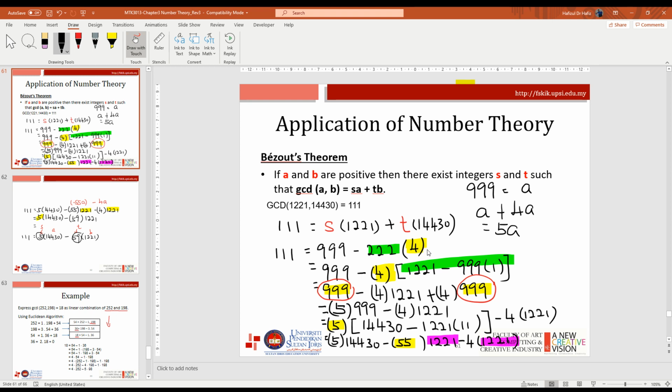In mathematics, Bezout's identity, also called Bezout's lemma, named after Étienne Bézout, is the following theorem. Let a and b be integers or polynomials with the greatest common divisor d, then there exist integers or polynomials x and y such that ax plus by equals d.